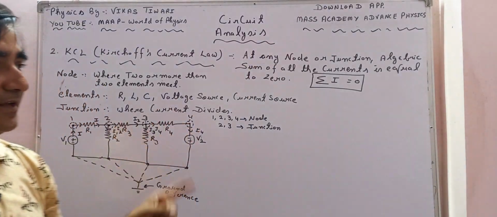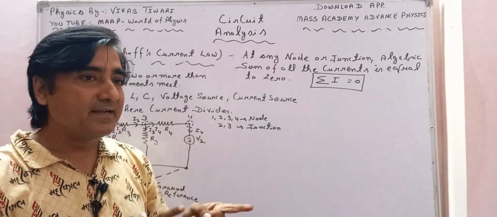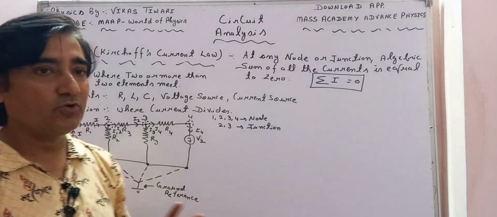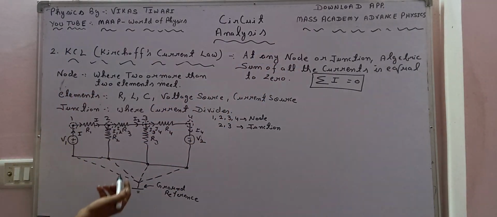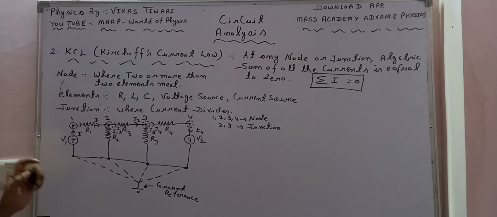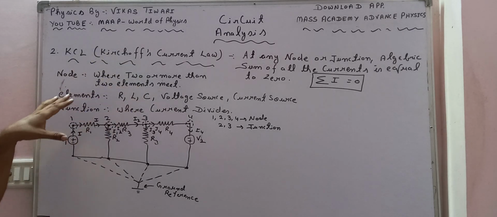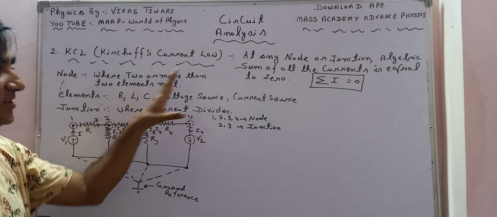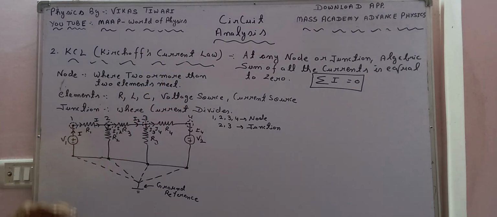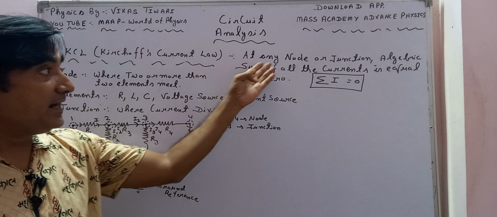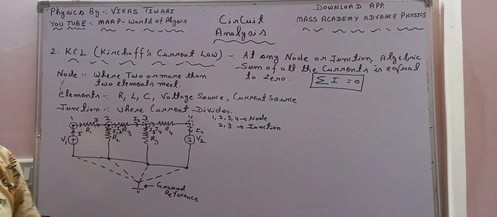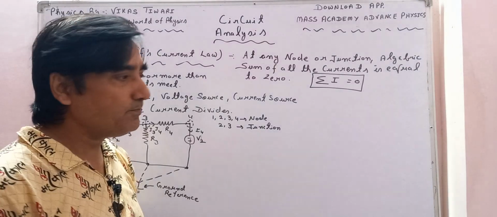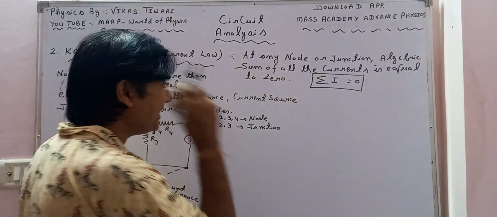But the important point is that nodal analysis is applicable on junctions. So mostly we will apply it on junctions only. That is the particular difference between node and junction. So first I have elaborated the difference between node and junction. Let us come back to our important point. At any node or junction, the algebraic sum of all the currents is equal to 0. The statement is very simple, but let us go with the application part.